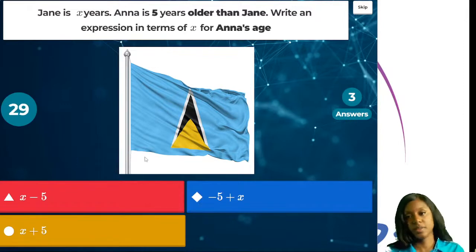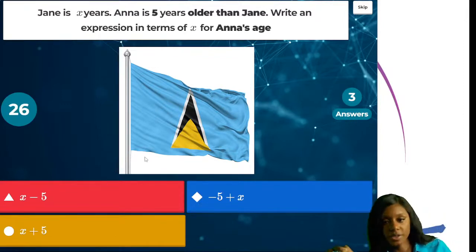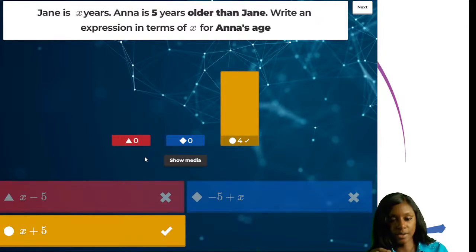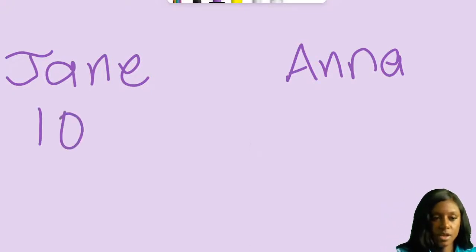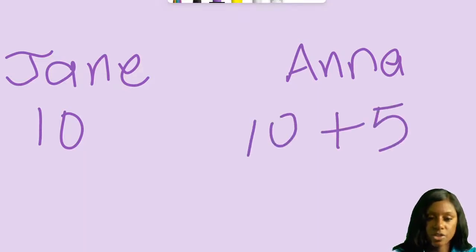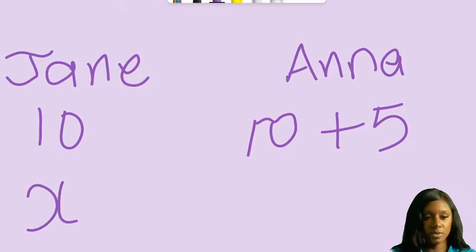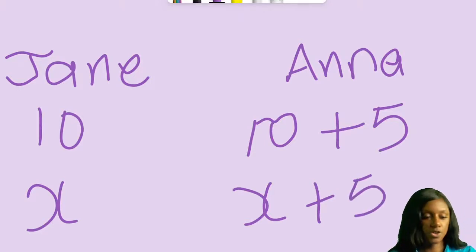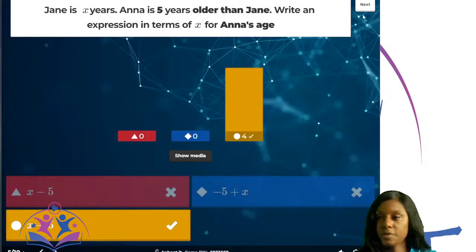Okay, so Jane is X years and Anna is 5 years older than Jane. Okay, so excellent. I like that you all got this correct. So again, they did not give us Jane's age. So let's say, for example, Jane was 10 years. They told us that Anna is 5 years older than Jane. So to get Anna's age, you simply had to add 5 to whatever the age of Jane was. But they didn't tell us that Jane was 10. They told us that Jane is X years old. So therefore, Anna will be X, that is whatever Jane's age is, plus 5. This was pretty straightforward. So congratulations to you all for getting this correct.